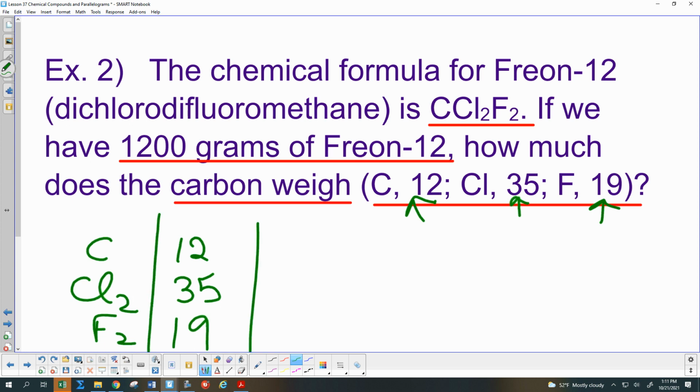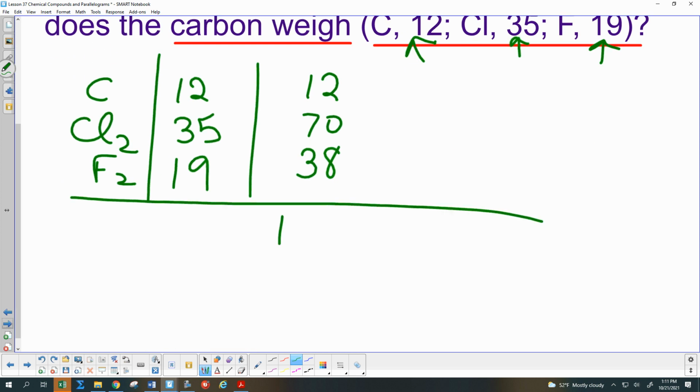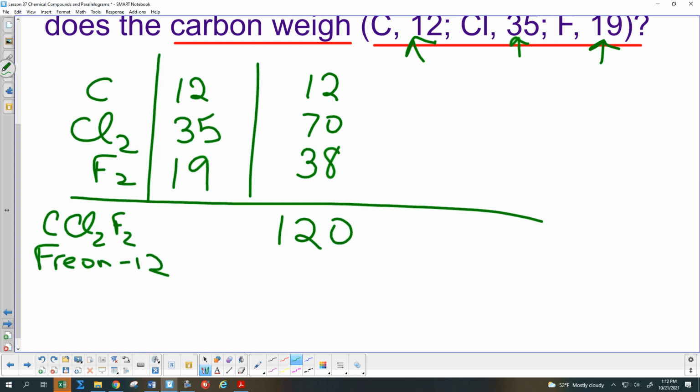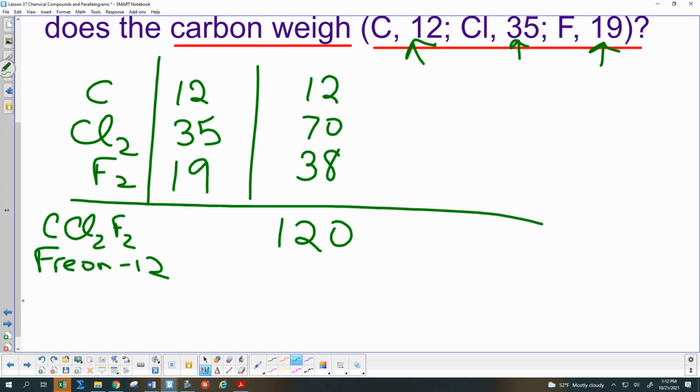Since I have 1 of the carbon, or 1 of the C, 1 times 12 is 12. I have 2 of the Cl, so 2 times 35 is 70. I have 2 of the 19s, 2 times 19 is 38. And that's enough that I can add them up and get my total of, I believe, 120. And that's my total, which is CCl2F2, or Freon 12. Then we see what it is we need to find. We have 1,200 of the Freon 12, that's the total.